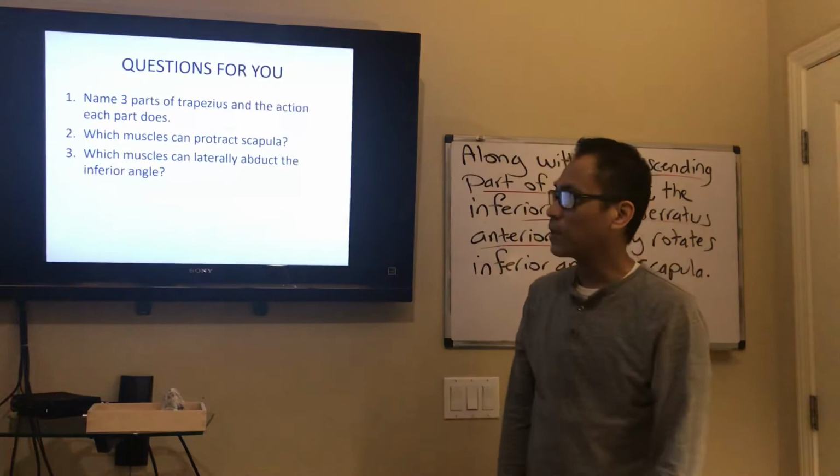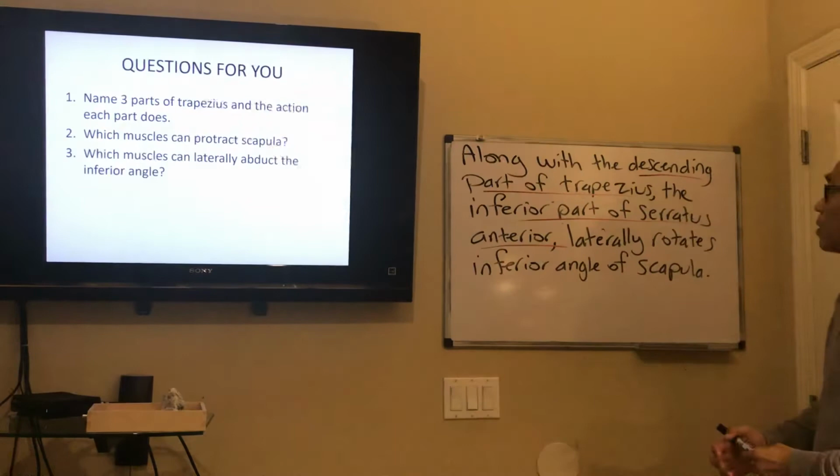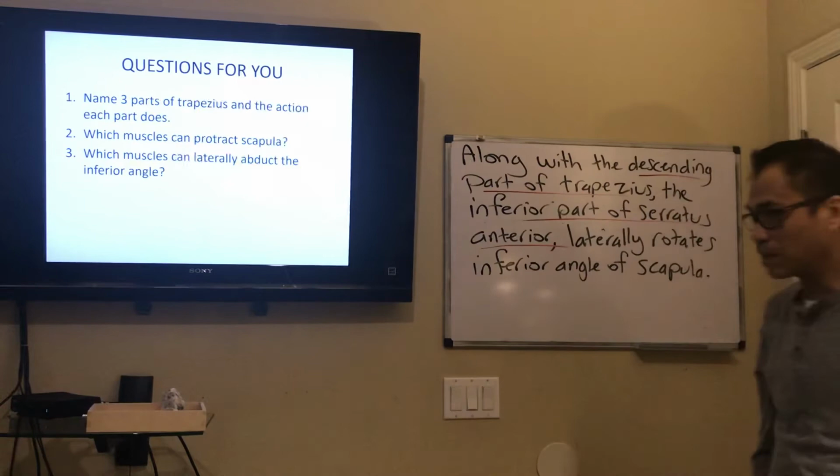Which muscles can laterally rotate the inferior angle? And here it is right there. Two. The descending part of traps, and serratus anterior. Boom. That's it. All right, let's move on.